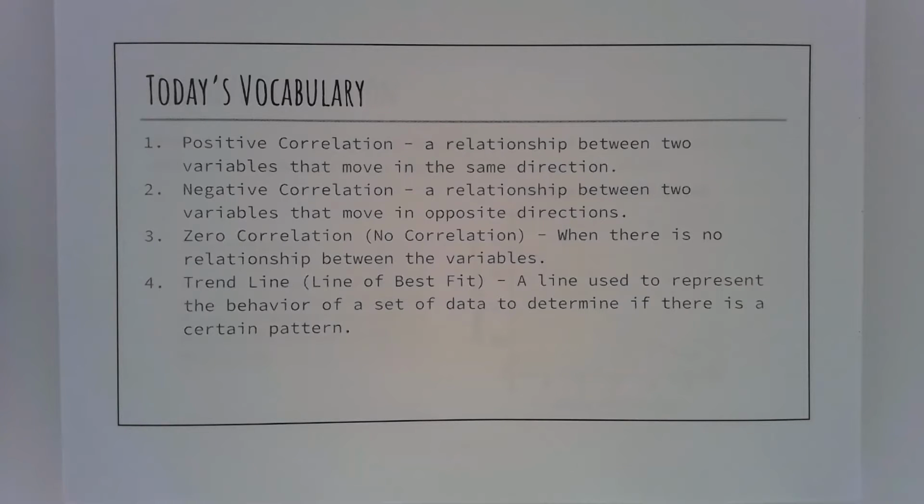And finally, a trend line, also known as a line of best fit, is a line used to represent the behavior of a set of data to determine if there is a certain pattern.